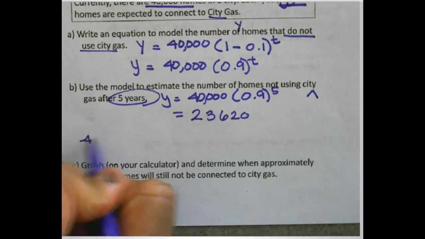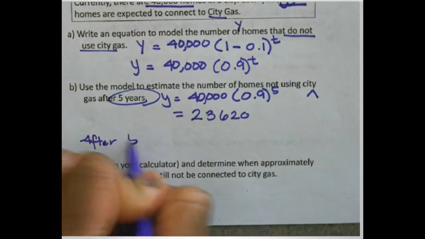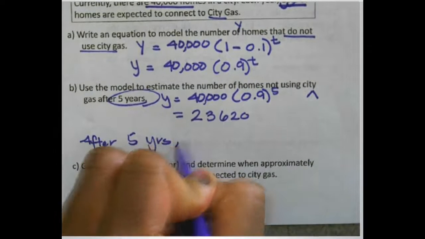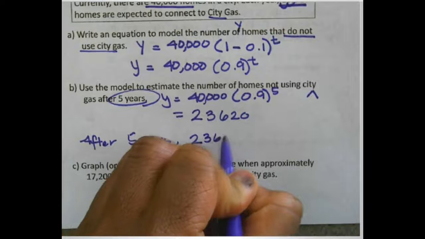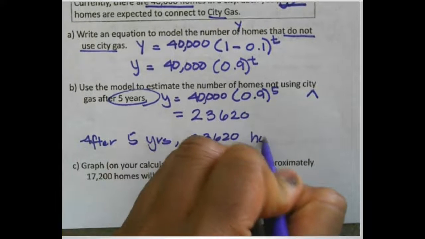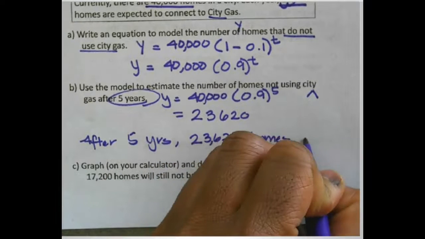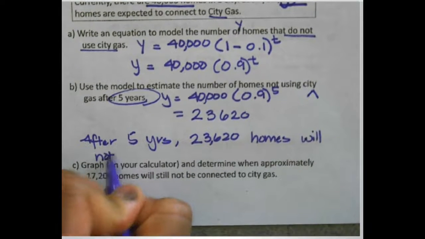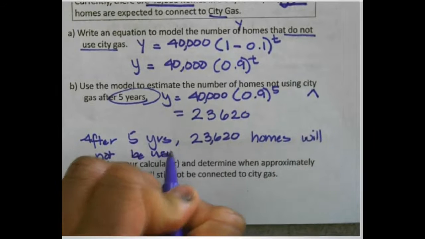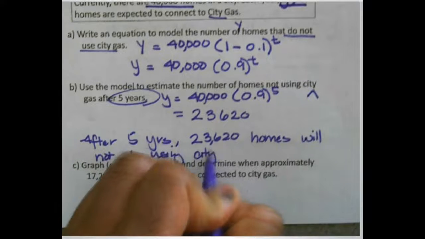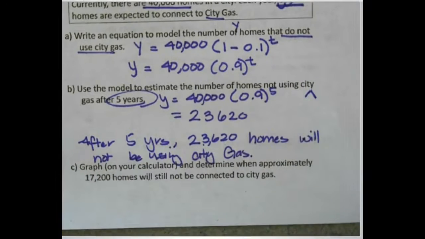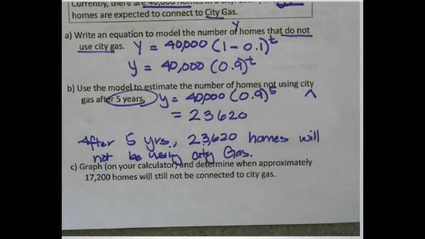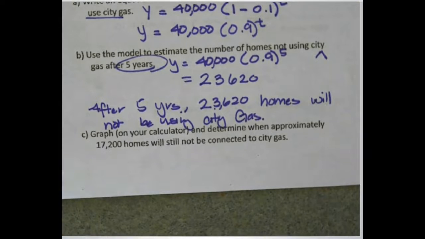So after 5 years, 23,620 homes will not be using city gas. Now, you should write sentence answers. I'm probably just going to read them off just to save a little bit of time and trust that you can write sentence answers for these.